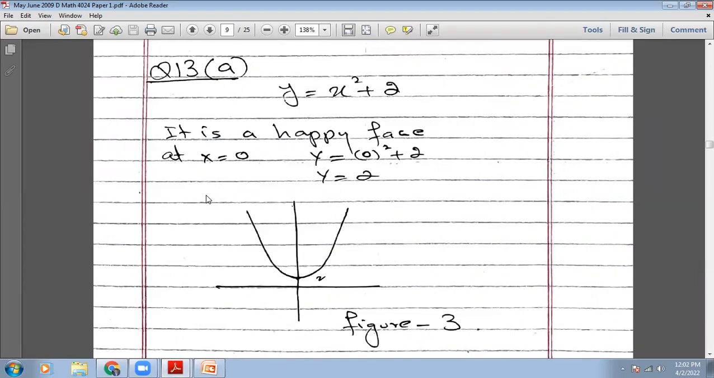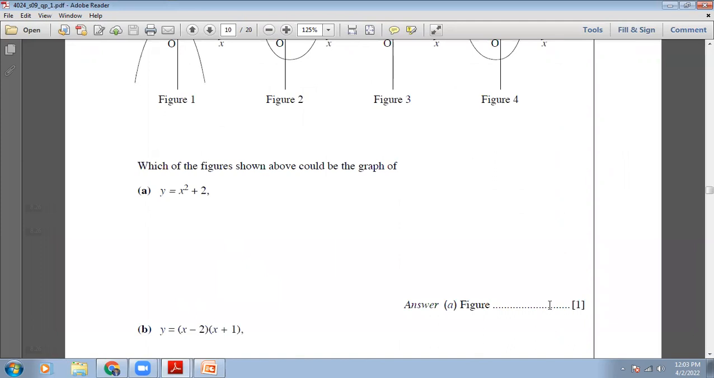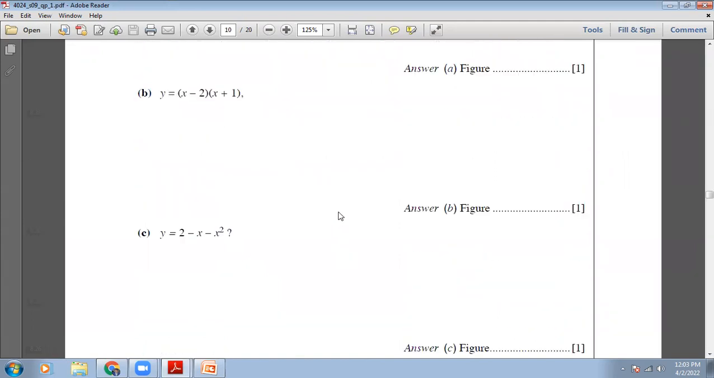And when the value of the x, I will put in this equation, I will put x equals 0. The value of the y will be 2. So at x 0, the y should be 2. So I think the figure 3 is the right answer. Look at here. Happy face. And when x is 0, y should be 2. So here only this figure. So this is figure number 3 is the right answer. So figure number 3 right here.